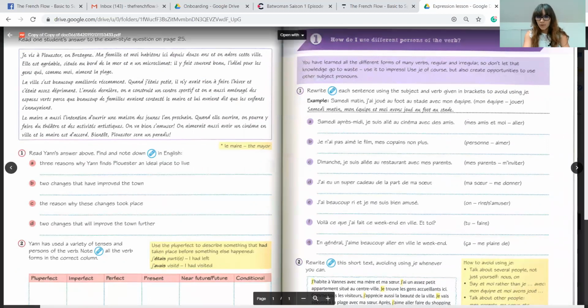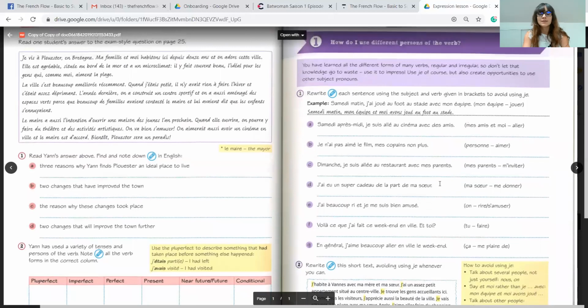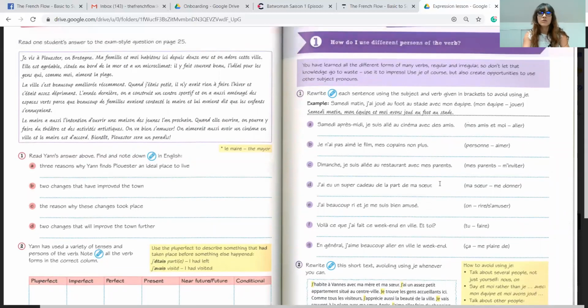And if you're back with me after you get started and you want to do page number 1, page number 1 is on how to use different persons of the verb. So when they say different person, they mean pronouns, they mean people: I, you, he, she, we, all this kind of thing. It's important to use different pronouns because, first of all, it adds interest to the text. It's not just talking about me, myself, and I, it's talking about other people as well.